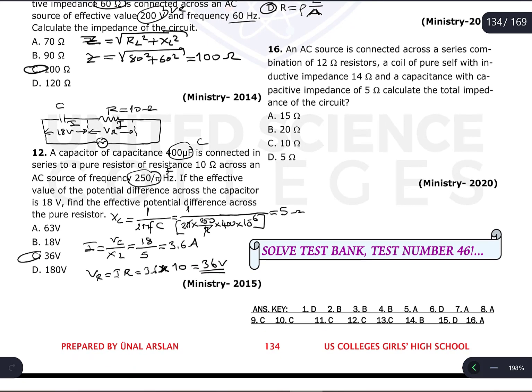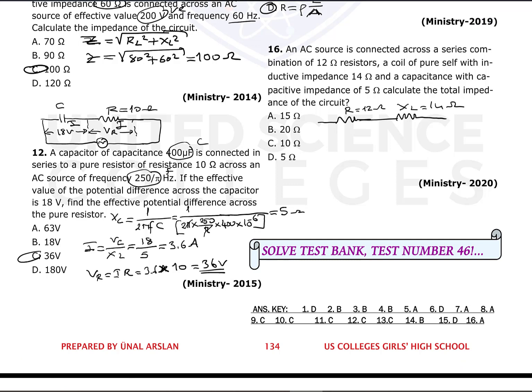Question number 16. An AC source is connected across a series combination of resistors. A 12 ohm resistor. Let me join it. And a coil of pure self-inductance with impedance 14. It's a pure coil, so XL is given as 14 ohm. And a capacitor with impedance 5, and then also XC. XC is 5 ohm. Calculate total impedance.